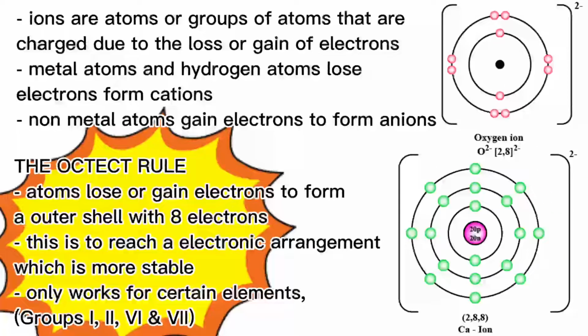Ions are atoms or groups of atoms that are charged due to the loss or gain of electrons. Metal and hydrogen atoms lose electrons to form cations, which are positively charged ions. On the other hand, non-metal atoms gain electrons to form anions.